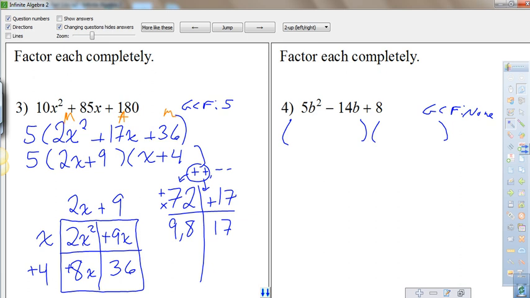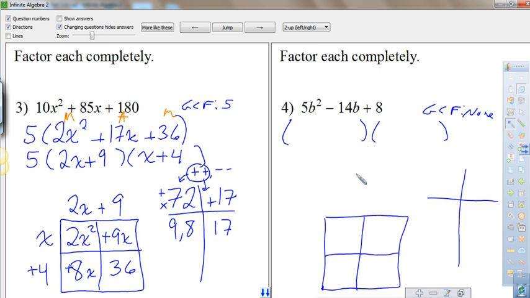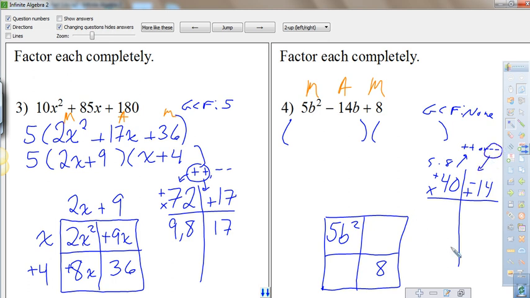I'm going to pause the recording. Ta-da! Magically appears. Okay, so in this one, we've got 5b squared and we've got 8, and we need to multiply, add, multiply. We need to multiply 5 times 8, which gives us 40. So we want numbers that multiply to give us a positive 40. So again, we're looking for a positive positive or a negative negative. They're adding up to be a negative 14, which means they both have to be negative.